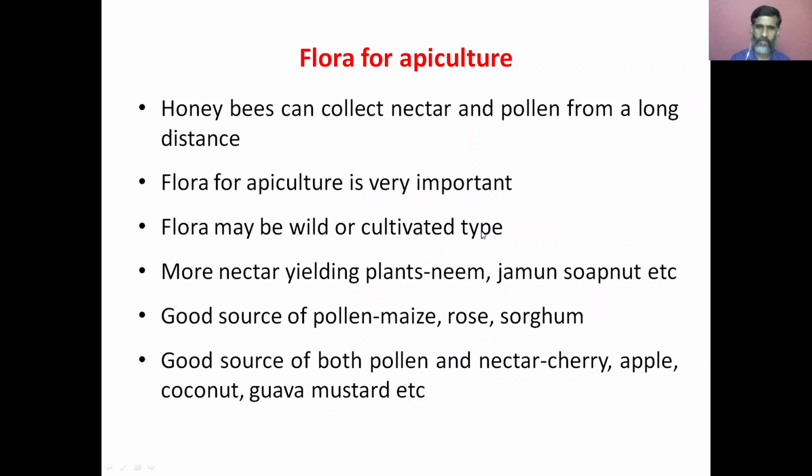Flora may be wild or cultivated, whatever type it may be. Some examples of more nectar yielding plants are neem, jamun, soapnut, etc. Good sources of pollen are maize, rose, sorghum, etc. The plants which yield both pollen as well as nectar in good quantity are cherry, apple, coconut, guava, mustard, etc.